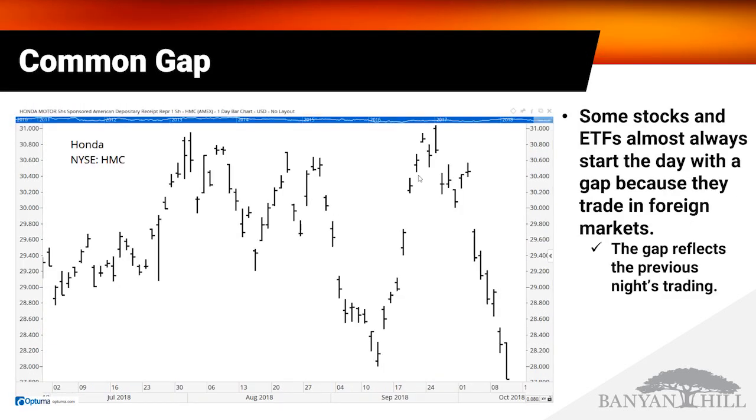Now, that assumes that the gaps are important. Sometimes a gap on a chart won't mean anything. If you look at a chart like this, this is Honda. It's a Japanese company and it trades in Japan. Well, it's trading in Japan while New York markets are closed. The next morning, we should see a gap to reflect what happened in Japan for this stock. So ETFs or stocks that trade largely on foreign markets will show gaps every day. These gaps have no meaning. We should not try to analyze these for foreign stocks because they simply reflect normal market action.